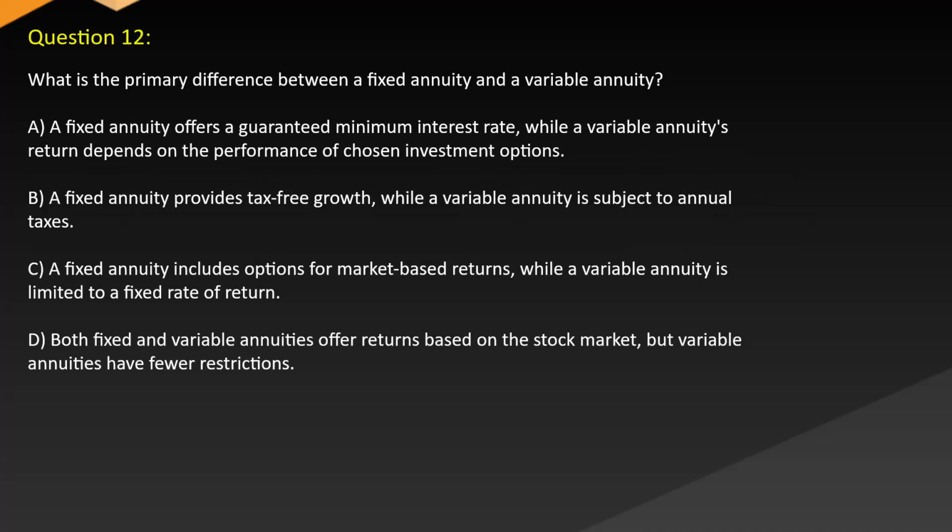Question 12. What is the primary difference between a fixed annuity and a variable annuity? A. A fixed annuity offers a guaranteed minimum interest rate, while a variable annuity's return depends on the performance of chosen investment options. B. A fixed annuity provides tax-free growth, while a variable annuity is subject to annual taxes. C. A fixed annuity includes options for market-based returns, while a variable annuity is limited to a fixed rate of return. D. Both fixed and variable annuities offer returns based on the stock market, but variable annuities have fewer restrictions.